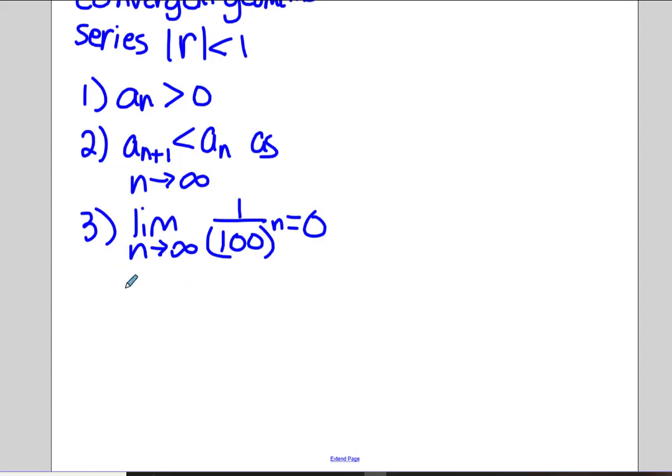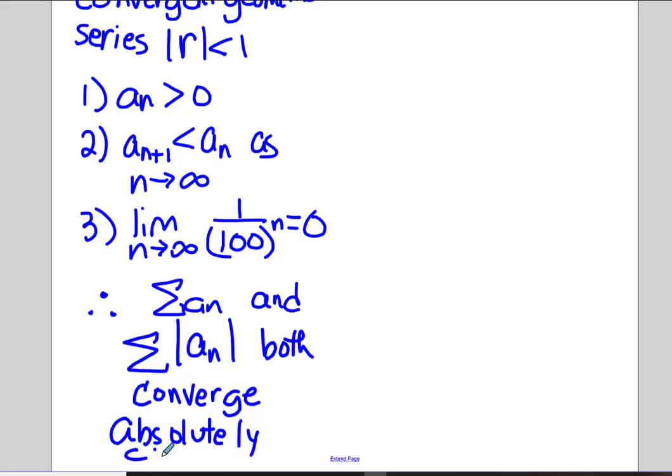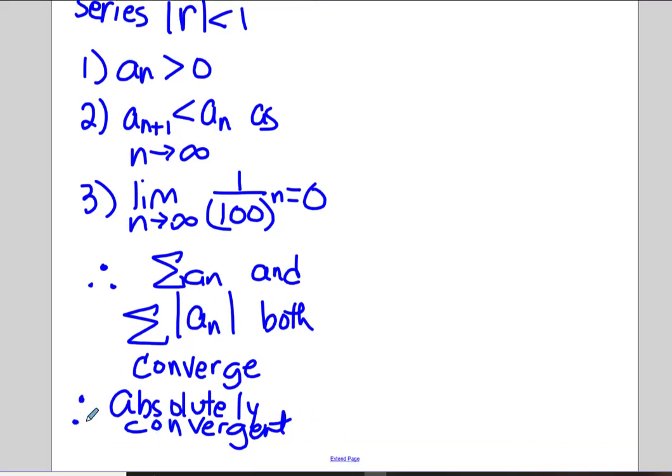And this one would be absolutely convergent because the sum of a sub n and the sum of the absolute value of a sub n both converge. So this is absolutely convergent.